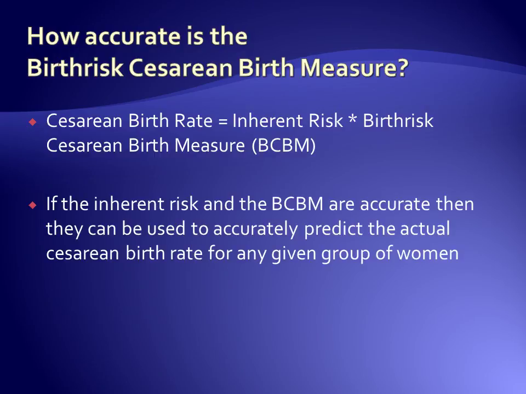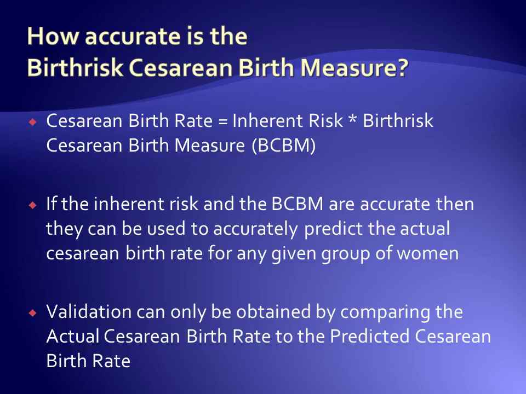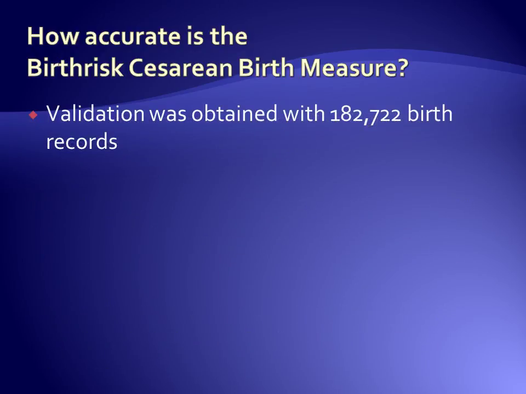If the inherent risk and the Birthrisk Cesarean Birth Measure are accurate, then they can be used to accurately predict the actual cesarean birth rate for any given group of women. Validation can only be obtained by comparing the actual cesarean birth rate to the predicted cesarean birth rate. Validation was obtained by taking 182,722 birth records and using the inherent risk for each record and the Birthrisk Cesarean Birth Measure for that provider and predicting the percent risk of cesarean birth for that record using a computer algorithm that does not know the actual outcome for that record.